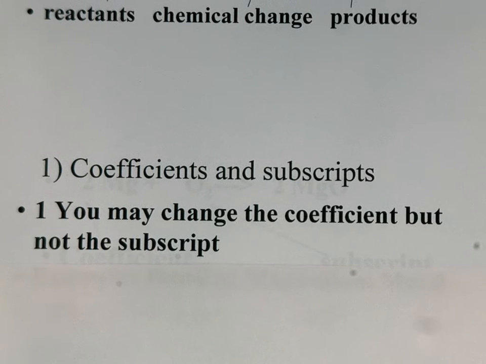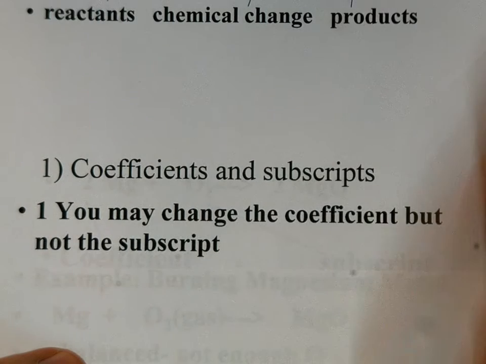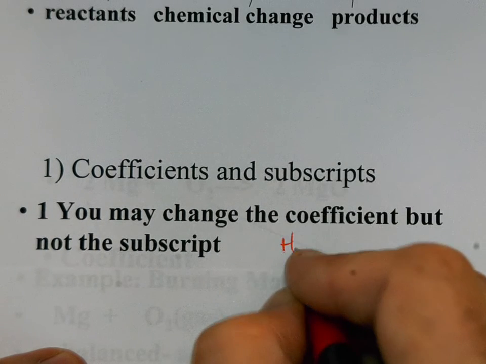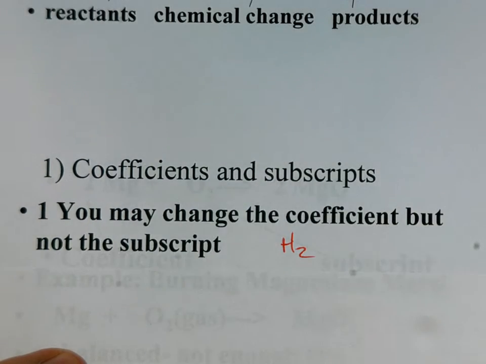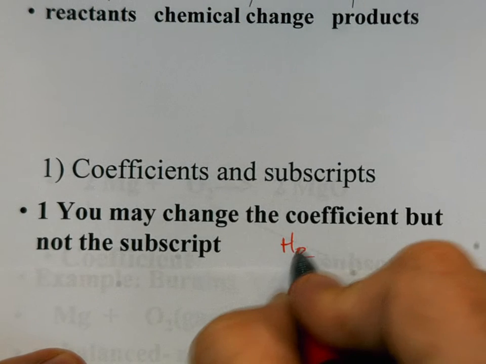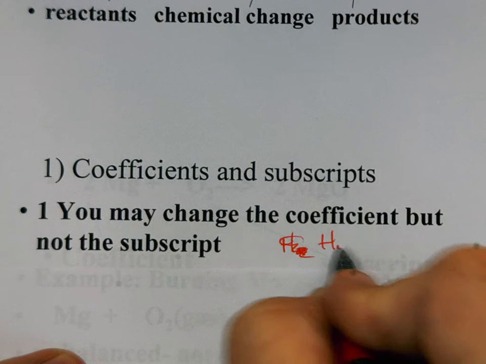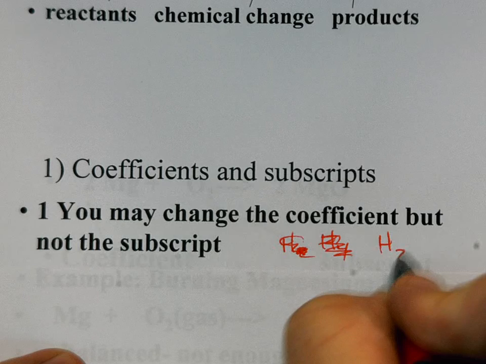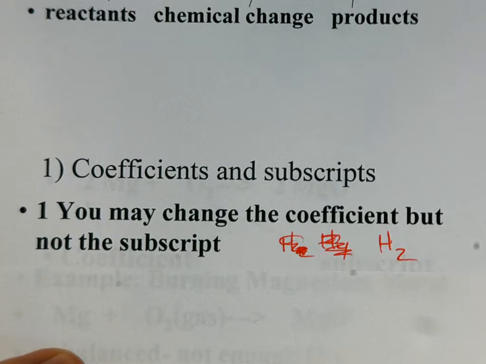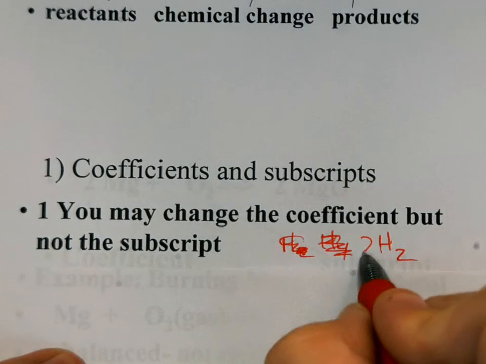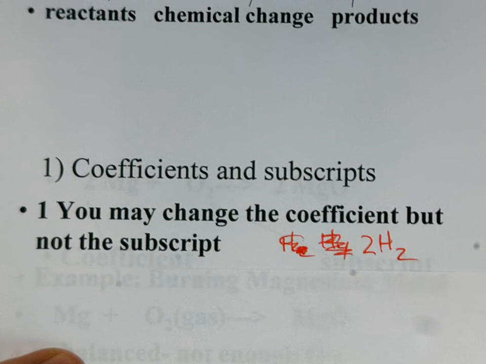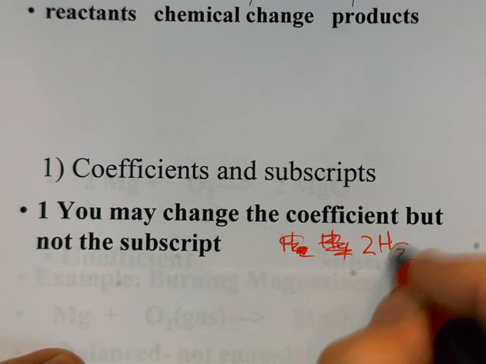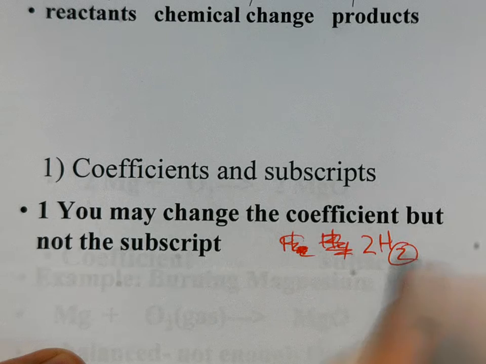Number one, you may change the coefficient, but not the subscript. So in our previous problem up there, we had H2. Now, when you're trying to balance an equation, you cannot say, oh, I need 2 more hydrogens, I'm just going to change this to make it H4. You cannot do that. The molecule hydrogen is H2. If you need 2 more, you may put a coefficient up here to get it balanced out. But you may never, ever change a subscript.